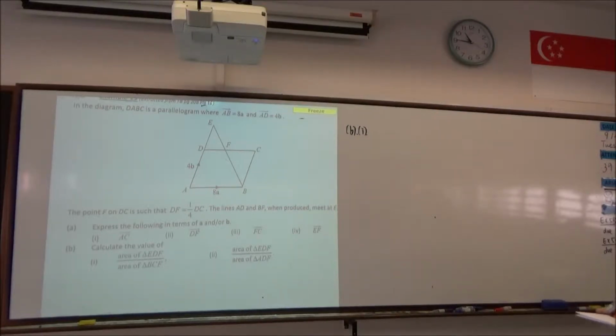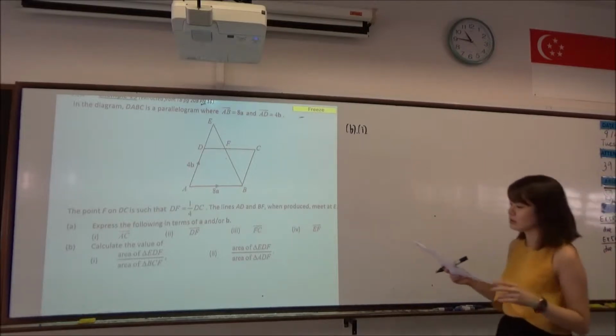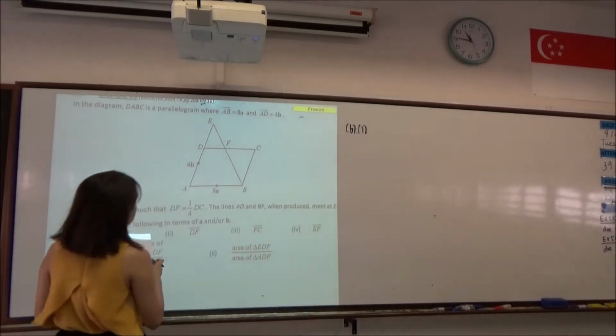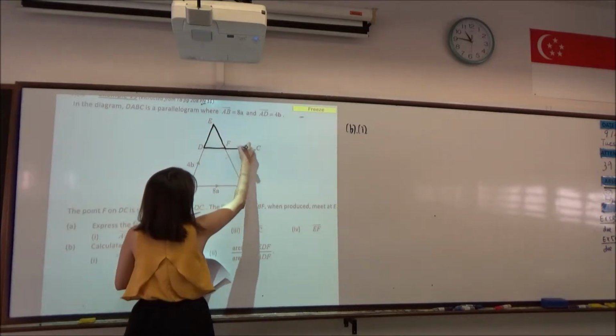Out yesterday will be able to follow. Okay, so calculate the value of the area of triangle EDF and then also triangle BCF. So we're looking at this one here, as well as this one.